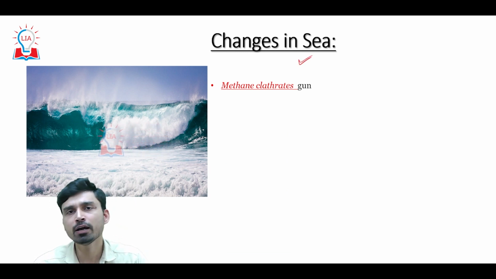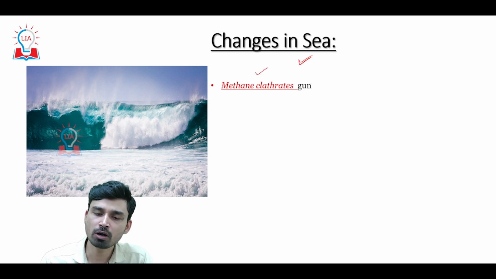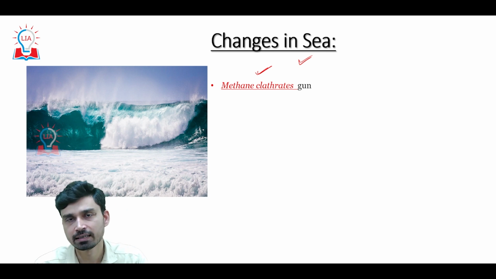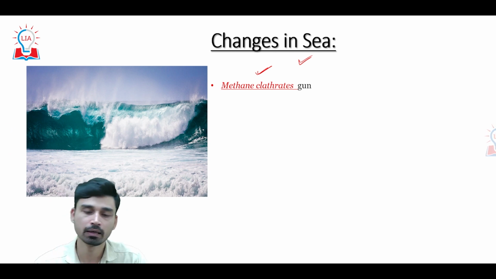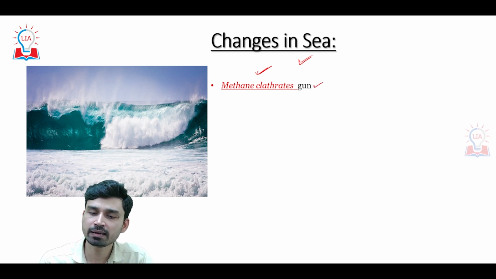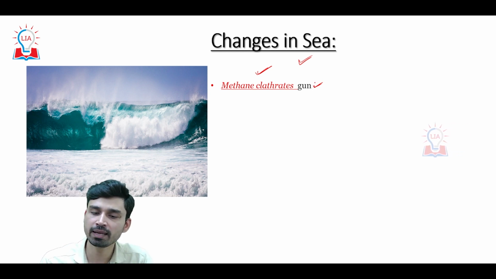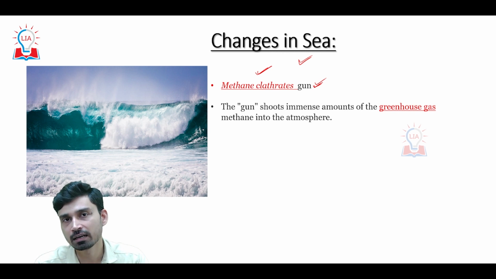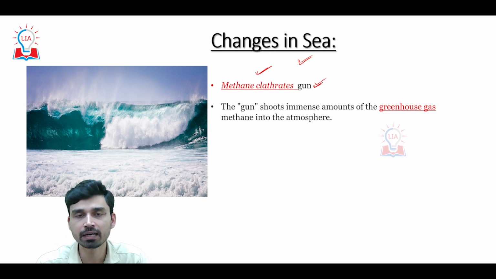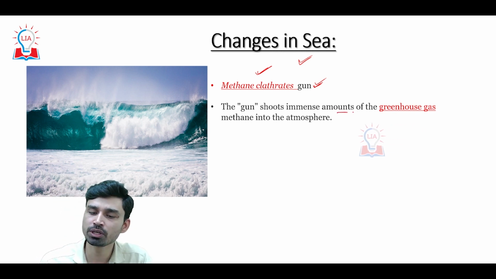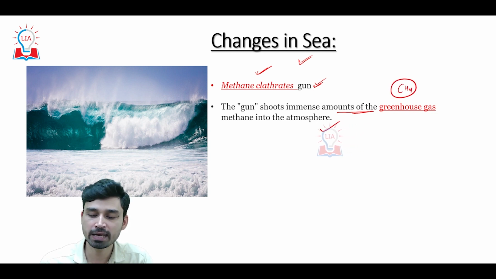A large area of continent, which is called the continental shelf, is submerged under the sea, and in this continental shelf we have methane clathrates. Methane clathrates refer to a compound that forms due to the combination of methane and water together. Whenever we have this submergence of the continental shelf, a large volume of methane clathrate emerges, and it acts as a gun, because the emergence of methane clathrate leads to an immense amount of greenhouse gas, because methane is a greenhouse gas, into the atmosphere.